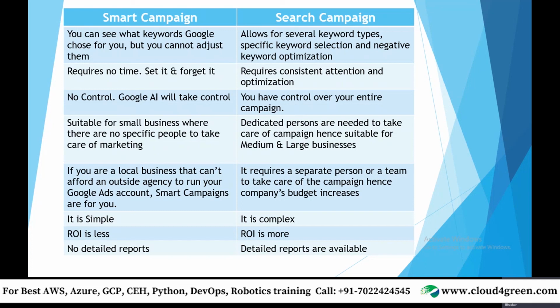Therefore, ROI is more. In a smart campaign, you will not get detailed reports. You will get some surface level reports like number of clicks and number of impressions. So you will get only basic reports, but here you will get detailed reports. You will be getting CPC, and you will get more. Whereas in a smart campaign, there is no such option.